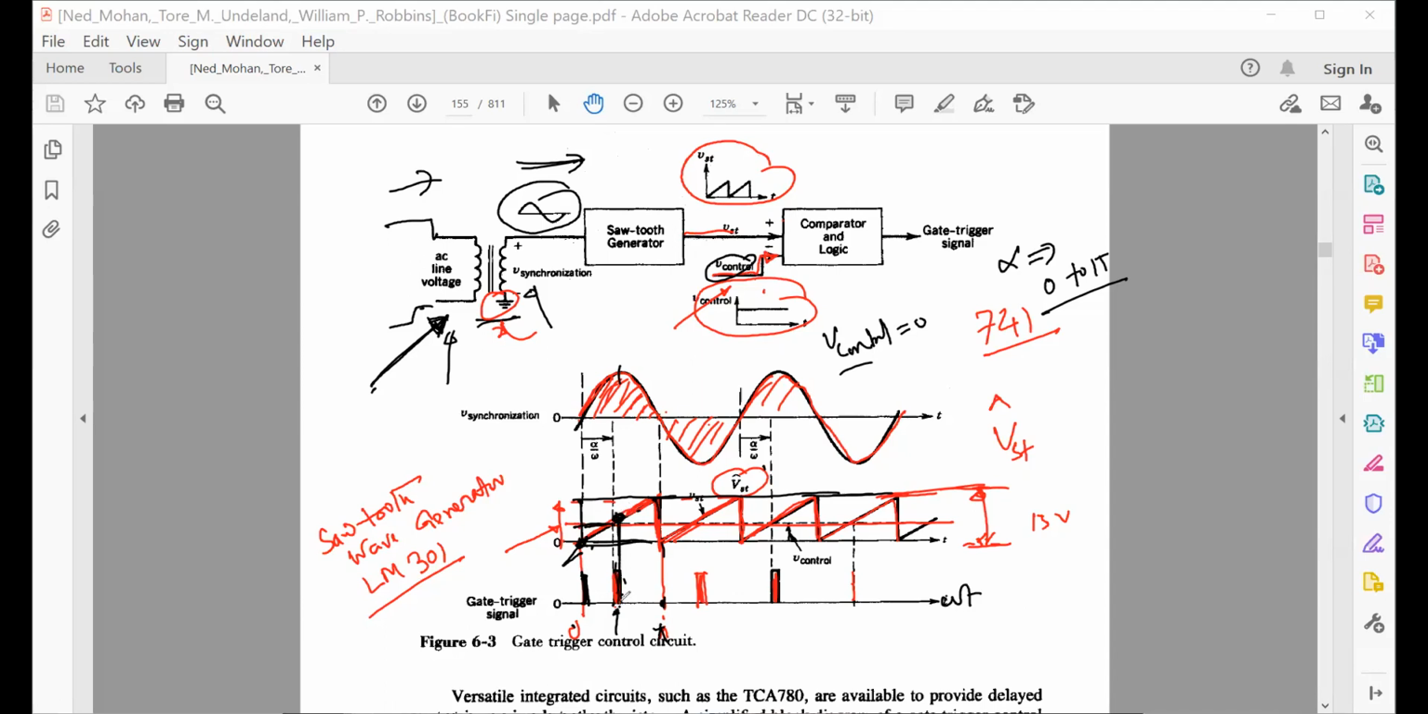what will be your value of alpha? Sir, pi by 2. Pi by 2, right? And suppose you have gone almost to the peak value of your sawtooth wave, then what will be your value of alpha? Pi. It will be pi. So this way, if you use a simple potentiometer and vary this control voltage, then you will have a variable alpha between 0 to pi. You got my point or not?